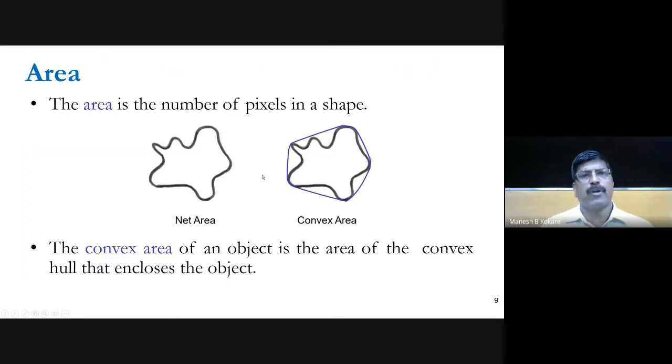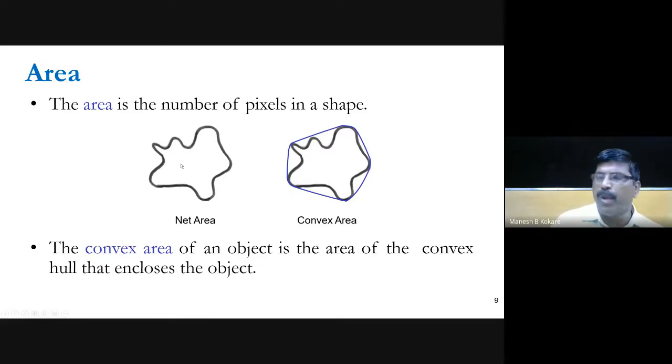So for area, this is the shape, and how do you find the area of this shape? You have to count how many pixels are there inside the boundary. If you know the resolution, that is how much area is represented by every pixel, then you can easily calculate the total area of this shape. So you just count the number of pixels within the boundary, and the number of pixels multiplied by the resolution will give you the total area.